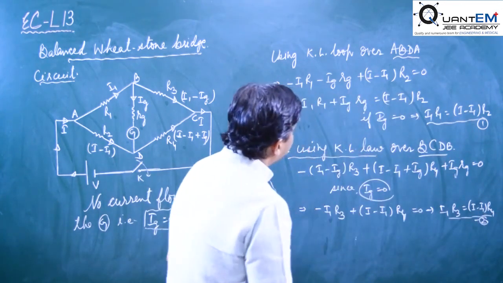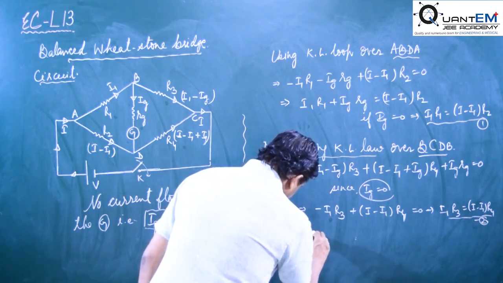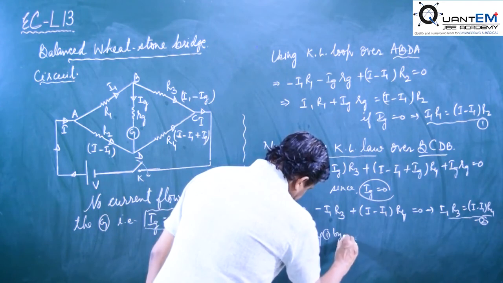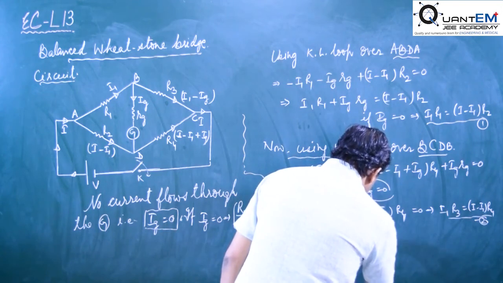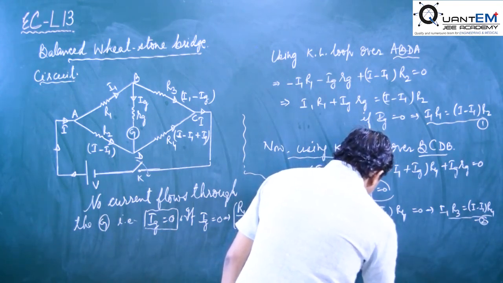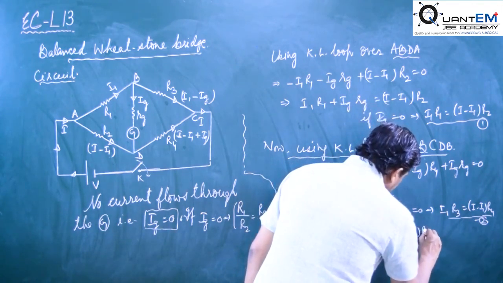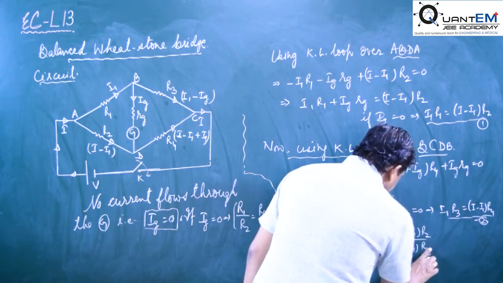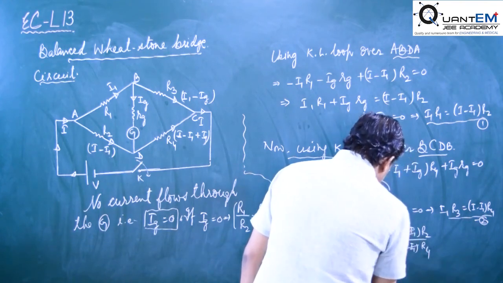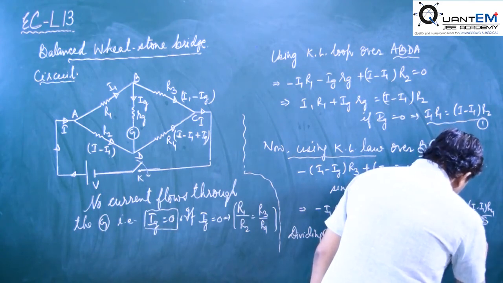Now dividing 1 by 2, we get the result I1 R1 by I1 R3 is equal to I minus I1 into R2 divided by I minus I1 into R4. You simplify it, you will get this result: R1 by R2 is equal to R3 by R4.